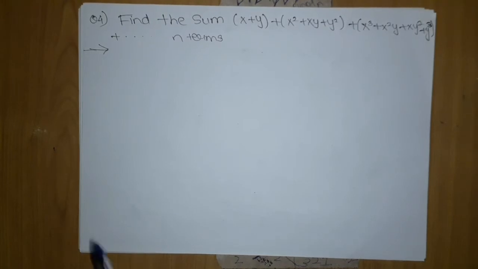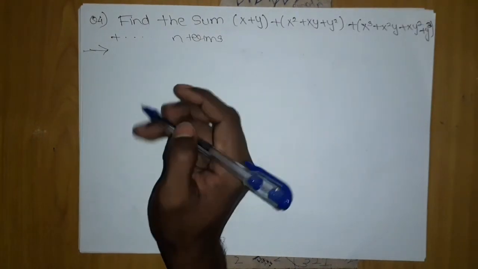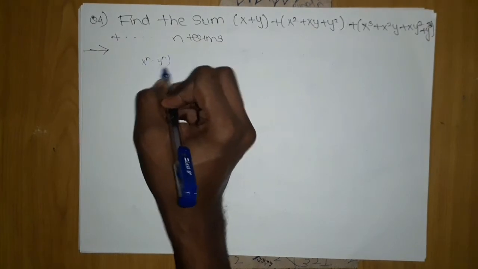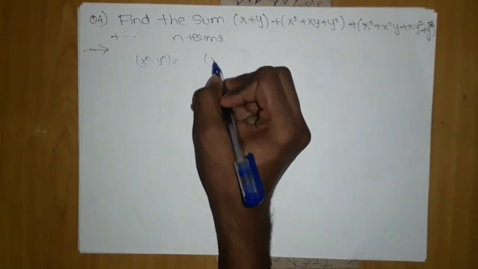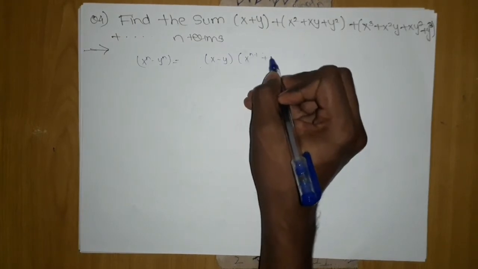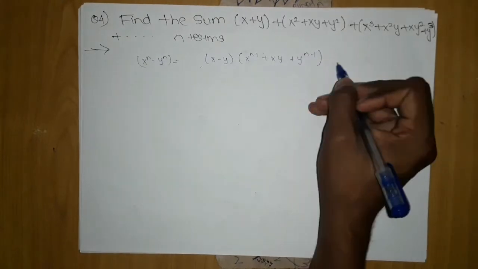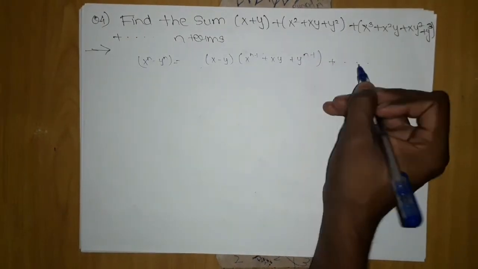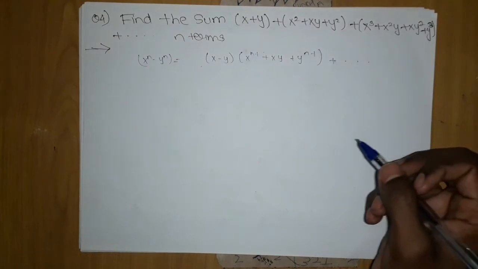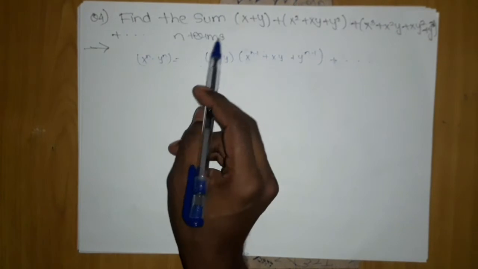Now one thing you can realize in this question: first, do you know the expansion of x to the power n minus y to the power n? It is nothing but x minus y into x power n minus 1 plus x power n minus 2 y, and so on, till y power n minus 1. So what you need to know is how we can create this thing here.